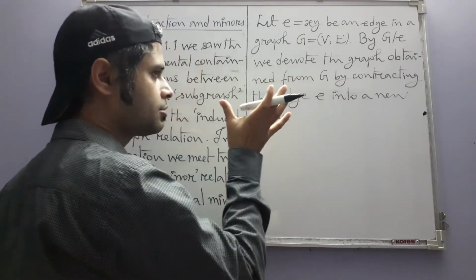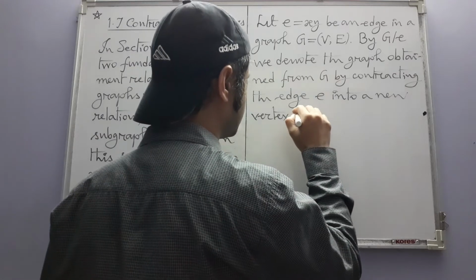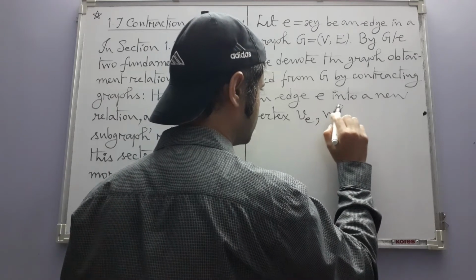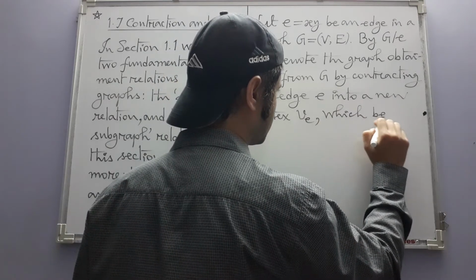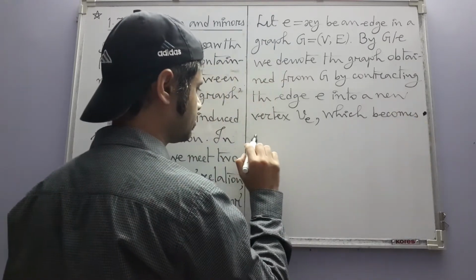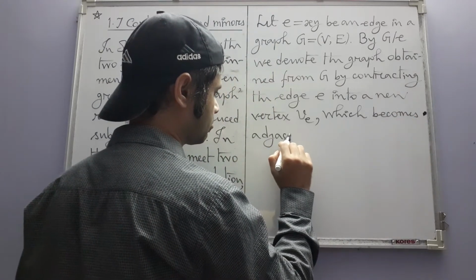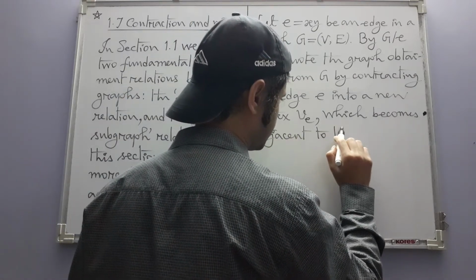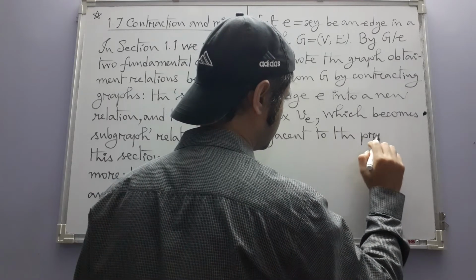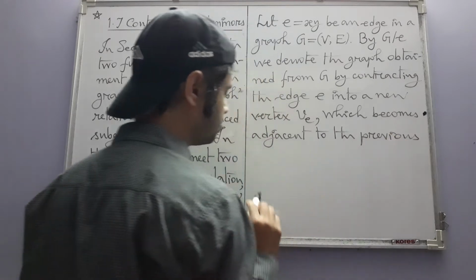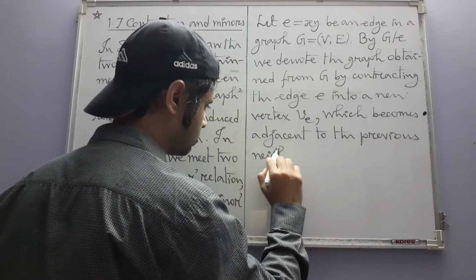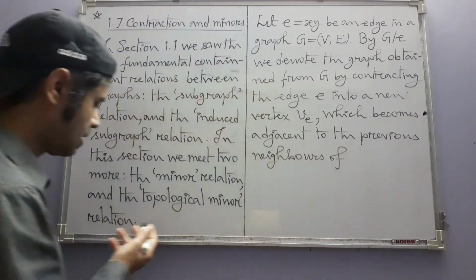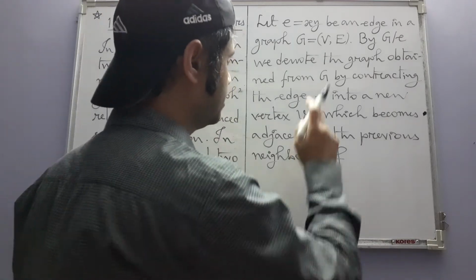The entire edge collapses into a vertex which we denote by v suffix e, and this new vertex becomes adjacent to the previous neighbors of the vertices x and y, which are no longer present in this new graph.